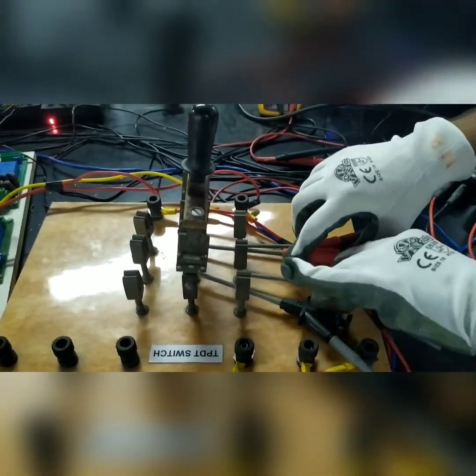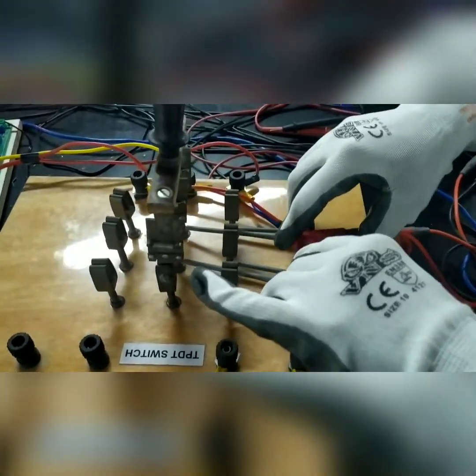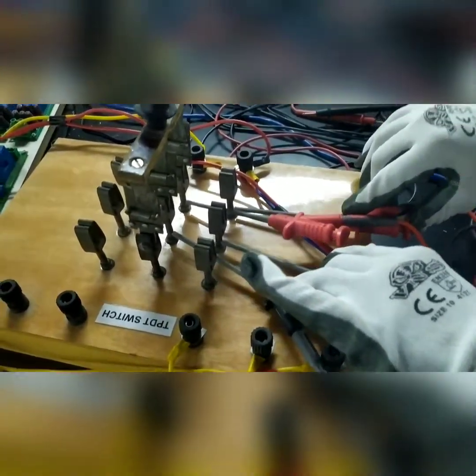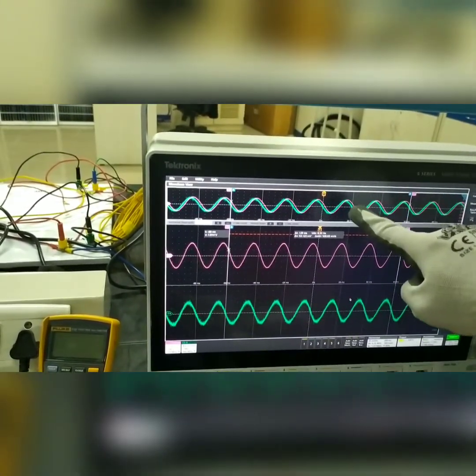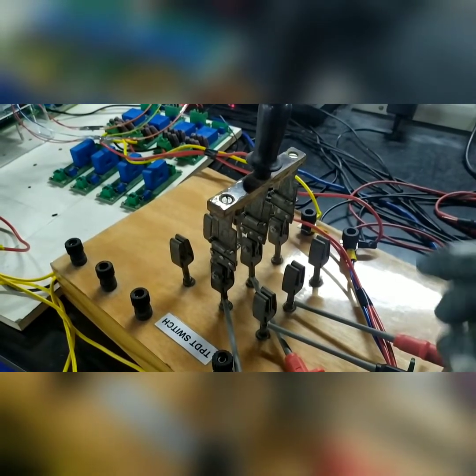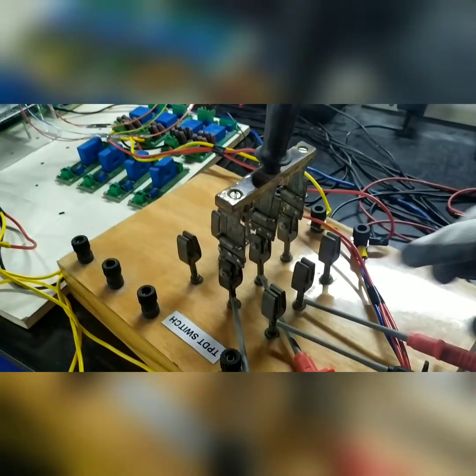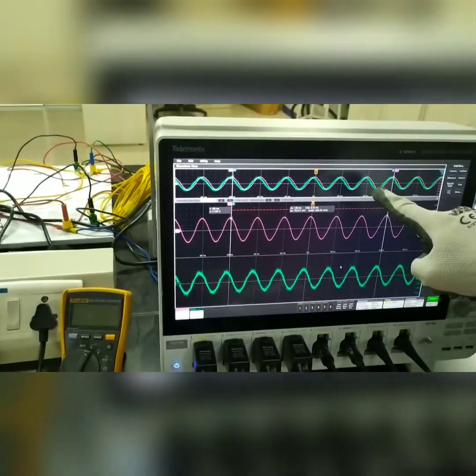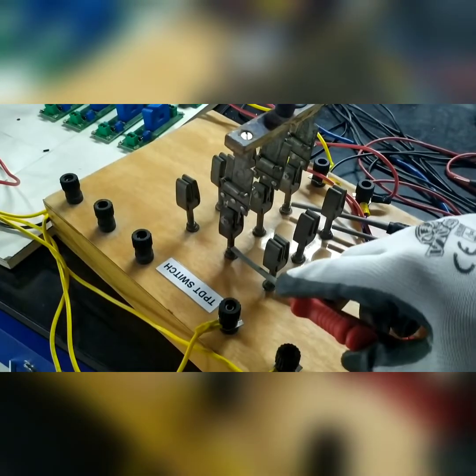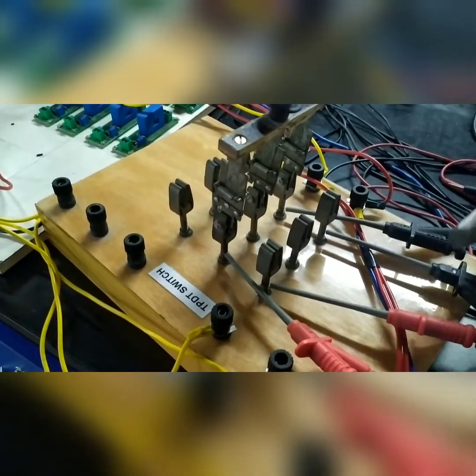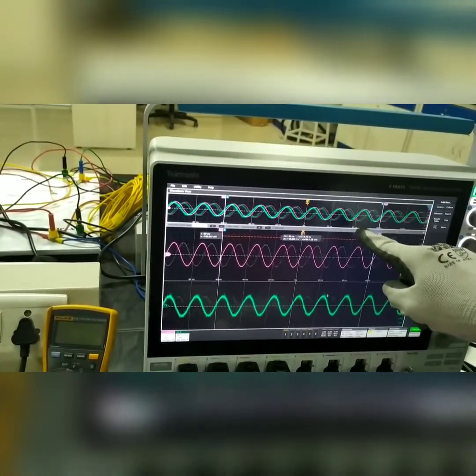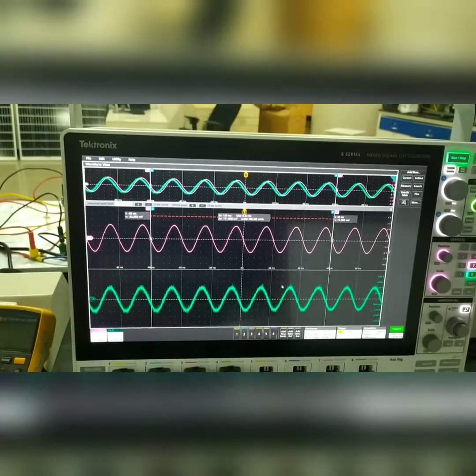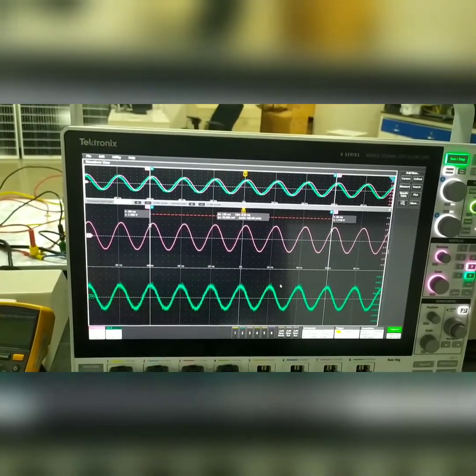So now the differential probes are connected for R and Y phase for grid side and R and Y phase for the inverter side. So now in the CRO you can see that both inverter and grid side RY phases have been matched. Now we'll check for another connection, which is Y and B of inverter and Y and B of grid. So again you can see in the CRO that both YB phases of inverter and grid are matched. So now finally the B and R phase of the inverter and B and R phase of the grid. Again in the CRO you can see that the BR phase of both inverter and grid are also matched. So in this way the phase sequence of both grid and inverter has been matched.